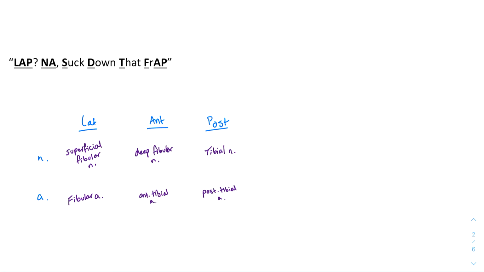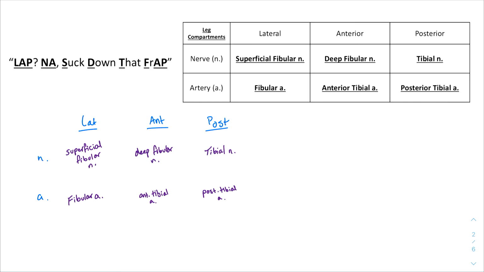And so using the tabular mnemonic from this sentence here, we were able to unpack that for the leg, in the lateral compartment, we want to think of the superficial fibular nerve and the fibular artery. In the anterior compartment, we want to think of the deep fibular nerve and the anterior tibial artery. And in the posterior compartment, we want to think of the tibial nerve and the posterior tibial artery. And so if we reveal our old table, this should match up exactly with what we had before.